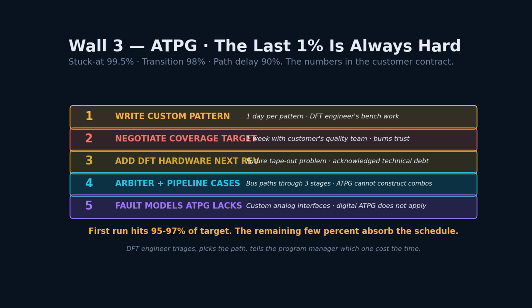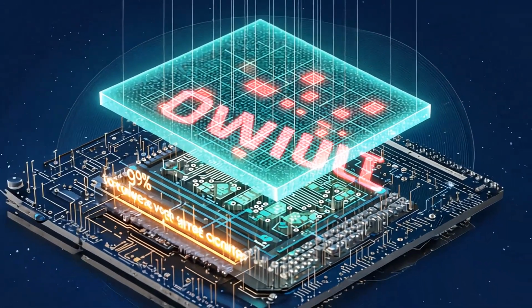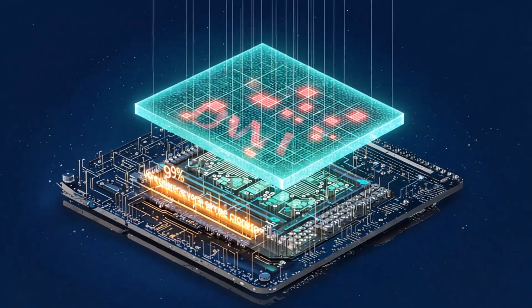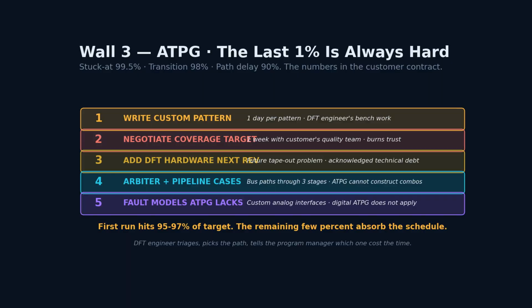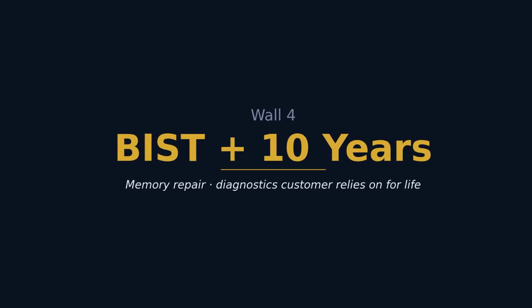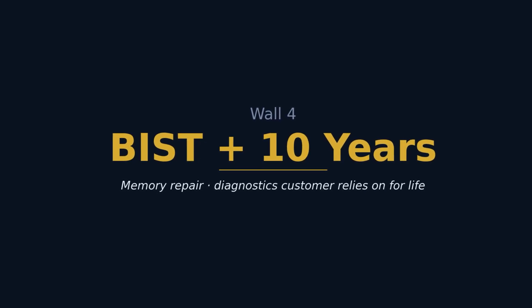3 options each time. Write a handcrafted test pattern, which takes a day. Negotiate with the customer to reduce the coverage target, which takes a week and burns trust. Add design for test hardware in the next revision of the chip, which is a future tape-out problem. The DFT engineer triages, picks the path, and tells the program manager which one absorbed the schedule cost. Then ships.